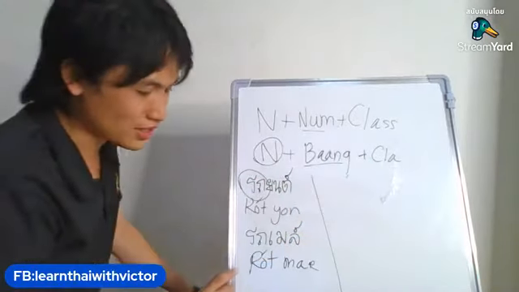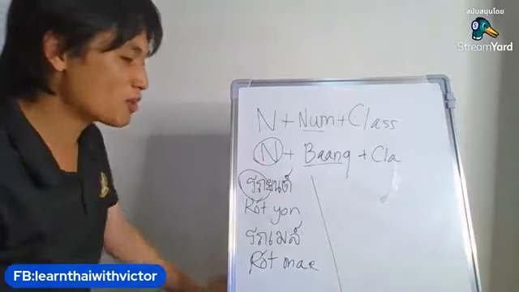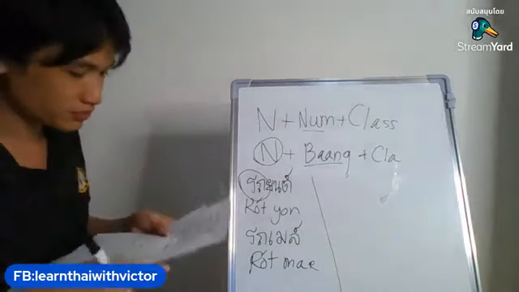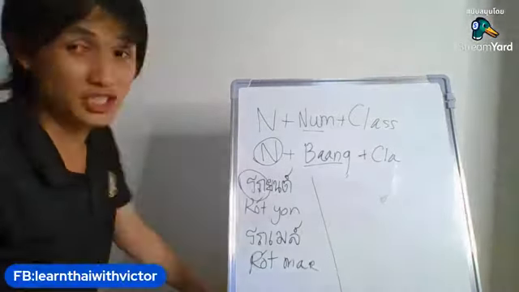Okay. So next one, รถเมล์, a bus. How about I say 30 buses? How do I say it? รถเมล์, okay? Or รถ bus. So for the word bus, just put the word รถ in front.